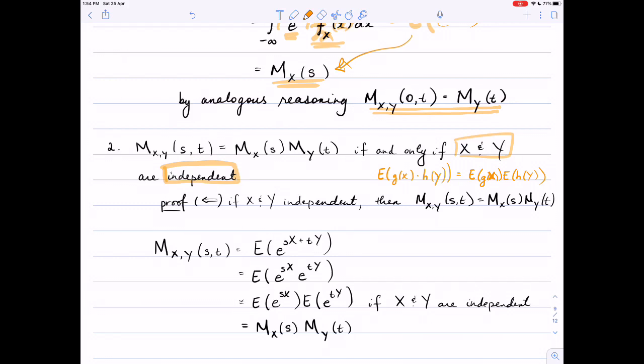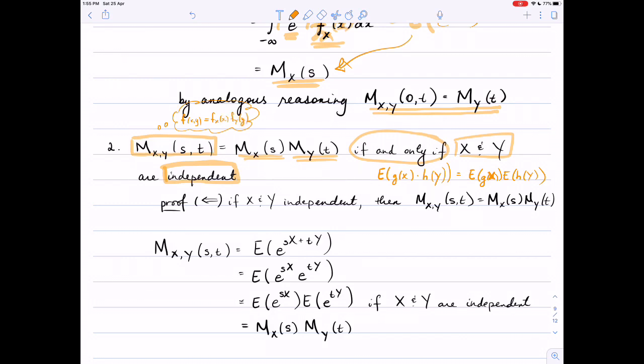And so the property is this, that the joint moment generating function is the product of the marginal moment generating functions, if and only if x and y are independent. And that also makes us think it is not the same property, but it is exactly analogous in form. We had the joint density f of xy is the product of the marginal densities if and only if.